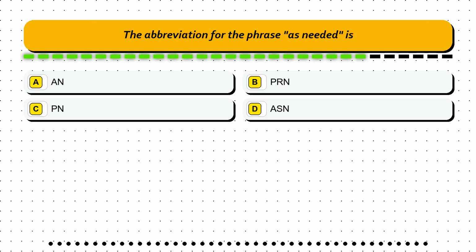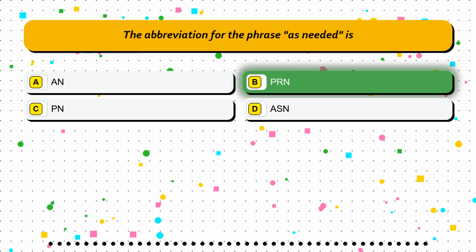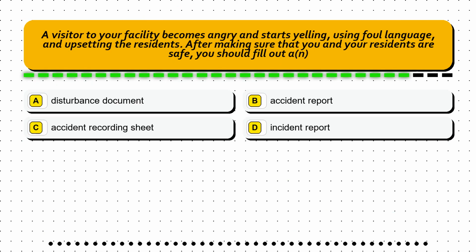Question 24. The abbreviation for the phrase "as needed" is: Option A, WN. Option B, PRN. Option C, PN. Option D, ASN. The correct answer is option B, PRN. Question 25. A visitor to your facility becomes angry and starts yelling, using foul language, and upsetting the residents. After making sure that you and your residents are safe, you should fill out an: Option A, disturbance document. Option B, accident report. Option C, accident recording sheet. Option D, incident report.